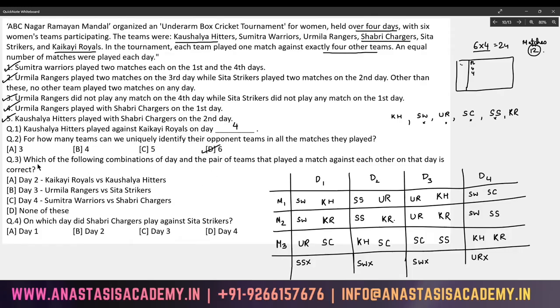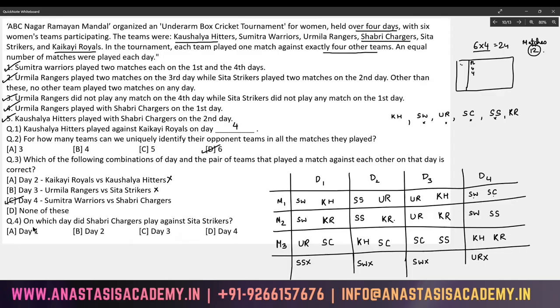Next question. Which of the following combinations of day and the pair of teams that played a match against each other on that day is correct? Kakai Royals versus Kaushalya Hitters happened on day 4, so it is not day 2. Urmila Rangers and Sita Strikers happened on day 2, so day 3 is not correct. Sumitra Warriors and Shabri Chargers did indeed take place on day 4, so option C is right.